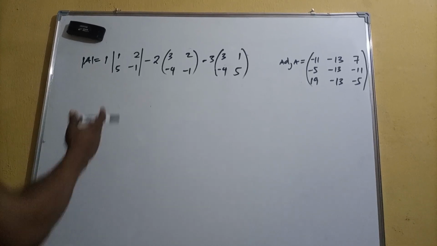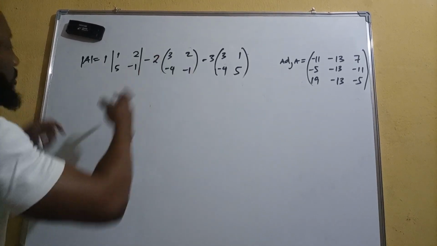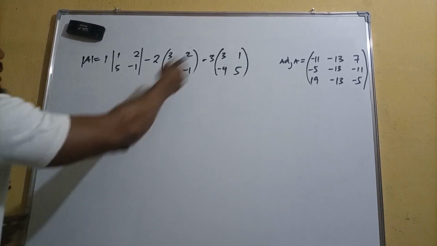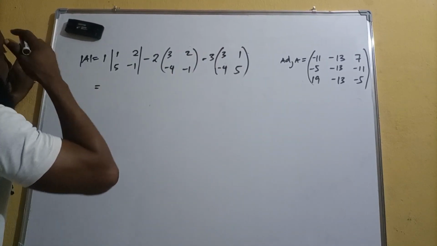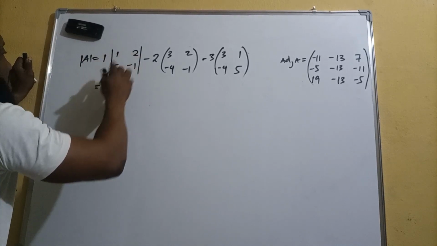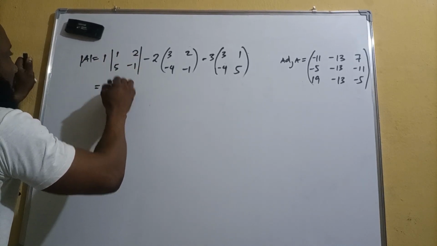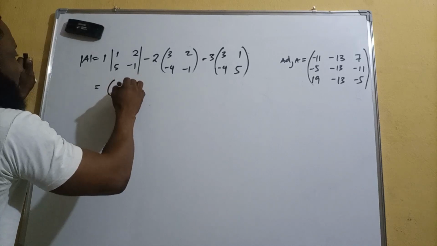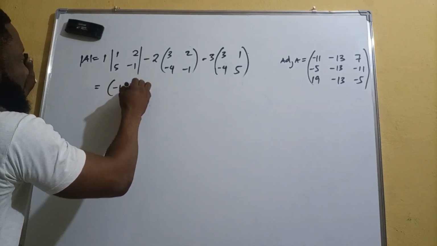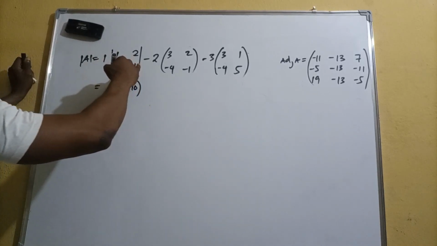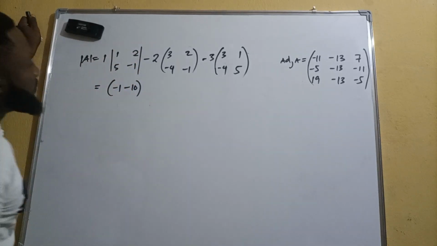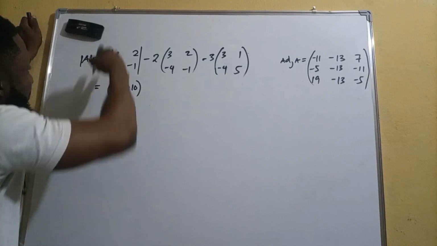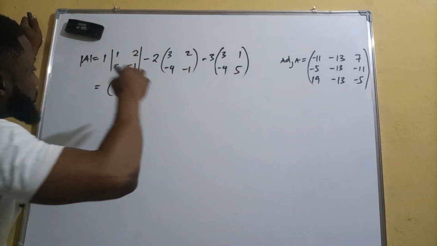All right, from this point, we are going to open up these brackets. We multiply like this. This times this is going to give us minus 1. This times this will give us 10. So it's going to be minus 1 minus 10. This is the leading diagonal, so we subtract the product of 2 and 5 from the product of 1 and minus 1.